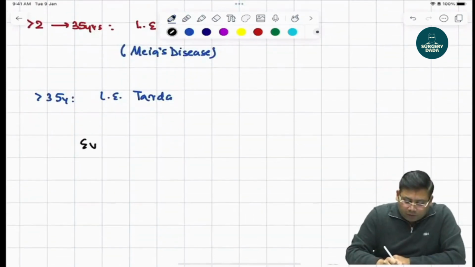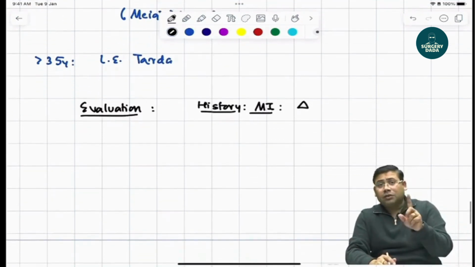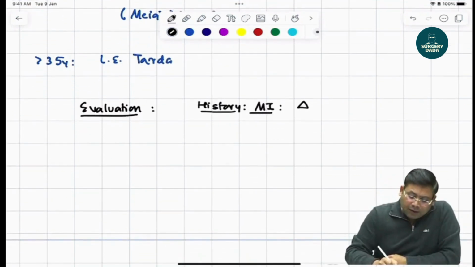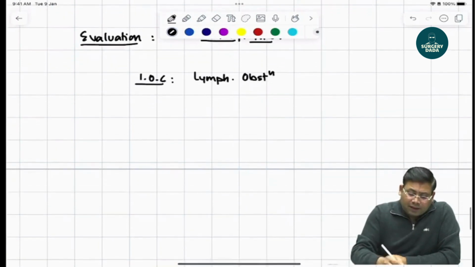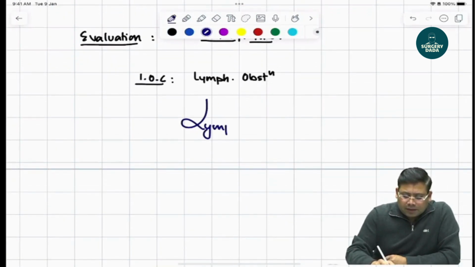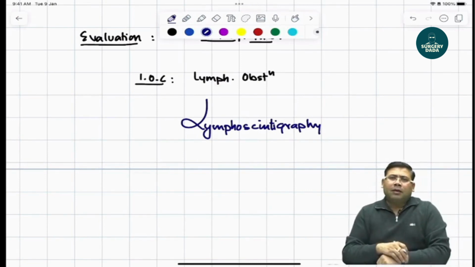When we talk about evaluation, I've already told you the clinical features. Understand that history is the most important in deciding the diagnosis. The second very important thing is the investigation of choice for lymphatic obstruction, to confirm whether it's a lymphatic obstruction or not. That is known as lymphoscintigraphy. So lymphoscintigraphy is the investigation of choice for the classical confirmation.